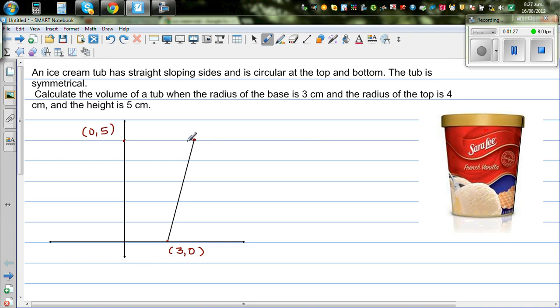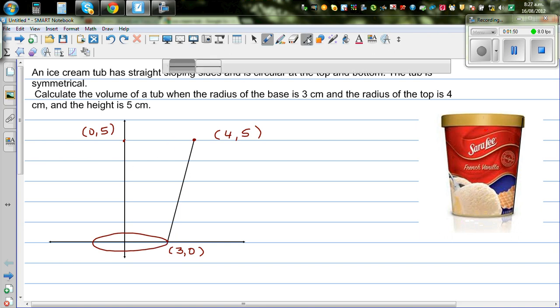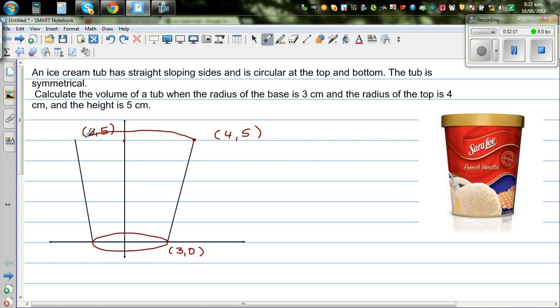And this distance is 4. The top radius is 4. So this is (4, 5). Let me explain this in a slightly different way. What I'm saying is, this is the base, which is circular. Let me draw the other side. The other sloping side may look somewhat like this, and this is the top, which is also circular. So this is modeled by this graph.